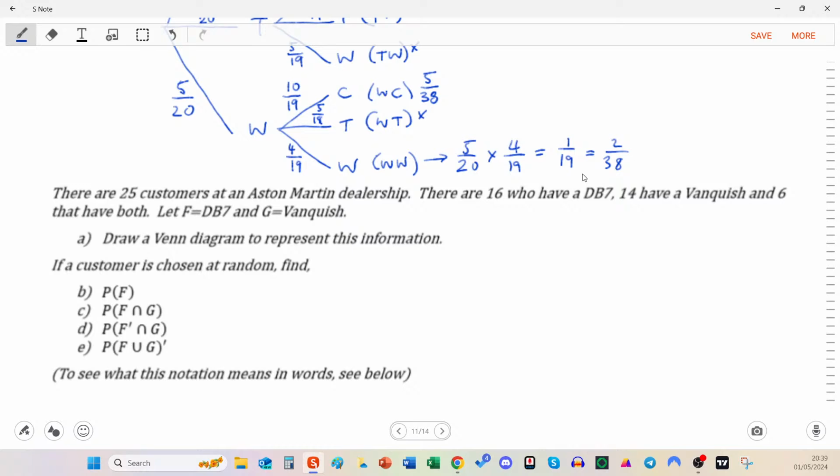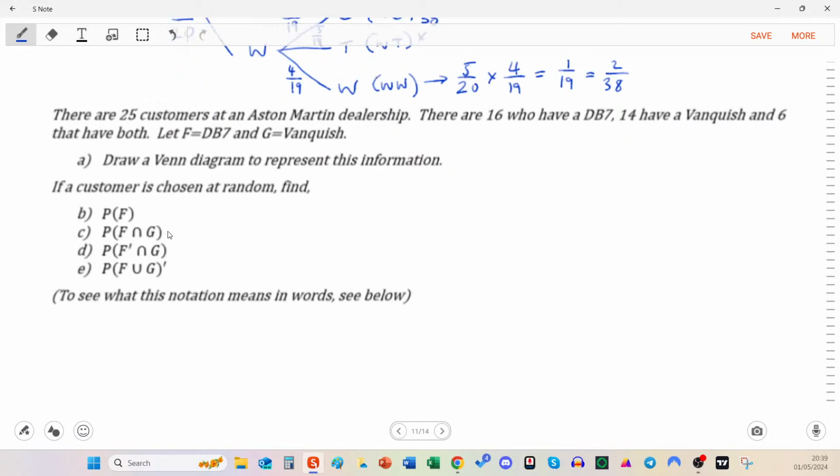What do you want? All right, so there are 25 customers at an Aston Martin dealership. There are 16 who have a DB7, good old DB7. 14 have a Vanquish, and 6 that have both. Let F equal DB7 and G equal Vanquish. Draw a Venn diagram to represent this information.